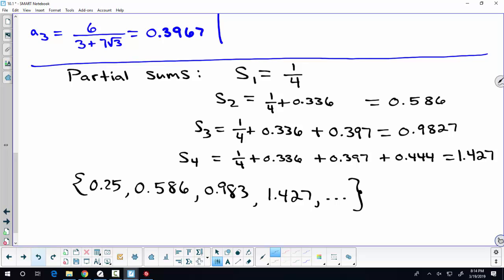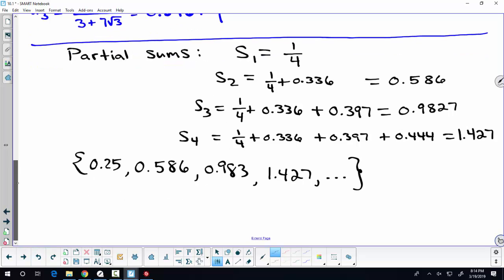There's the first four partial sums, the sequence of partial sums. Does it look like it's going to converge or diverge? I mean, we go from a quarter to more than a half to almost 1 to almost 1.5. So just based on those limited four, it's probably safe to assume that it's going to diverge.